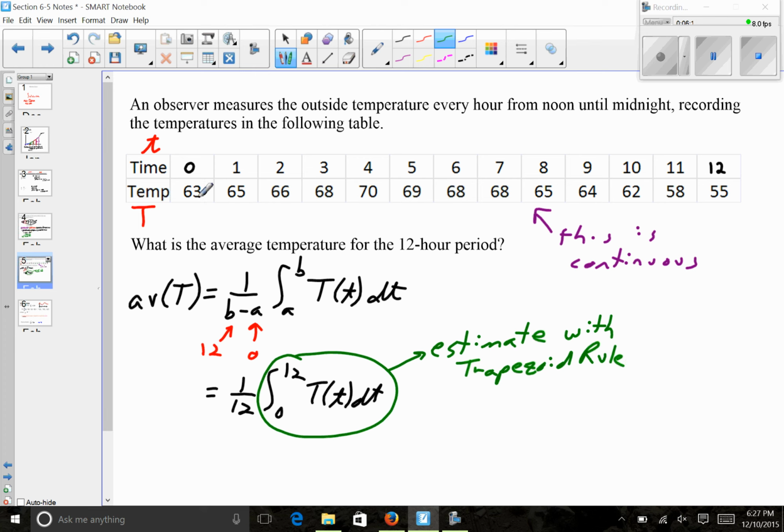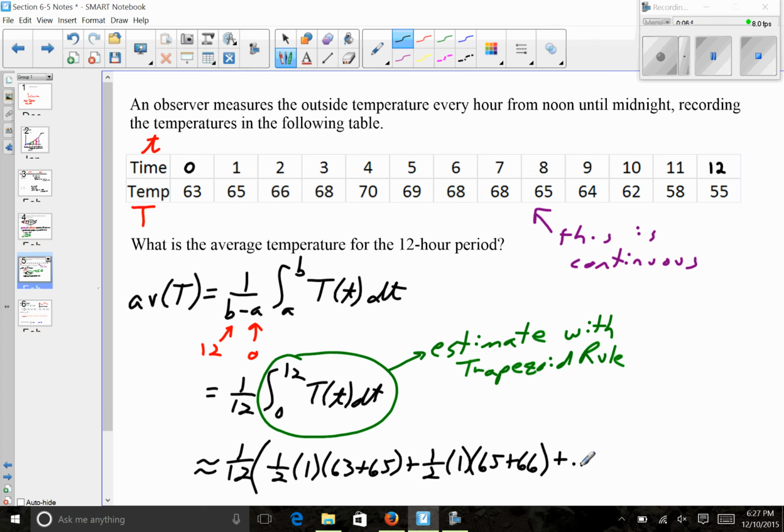So 63 and 65 would be the bases. They're like on our pond example, the distances across the pond. The distance between those bases is 1. So I still have my 1/12, and then the estimate for my integral, I have 1/2 times the height of the first trapezoid times the sum of the bases. And then when I move to the second trapezoid, 1/2 height of the trapezoid times the sum of the bases. And I'm not going to write all of these out, just all the way up to the last trapezoid here.